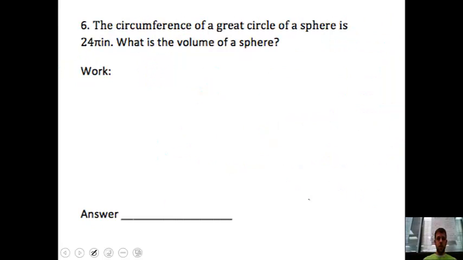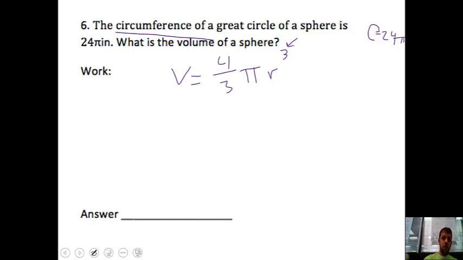Alright, number 6. The circumference of a great circle of a sphere is 24 pi inches. What is the volume? I noticed that they gave us circumference, which is 24 pi, and the volume. The volume of a sphere is 4/3 pi r cubed. Careful. So V is equal to 4/3 pi. I have to find radius, so I'm going to do the RDC method.